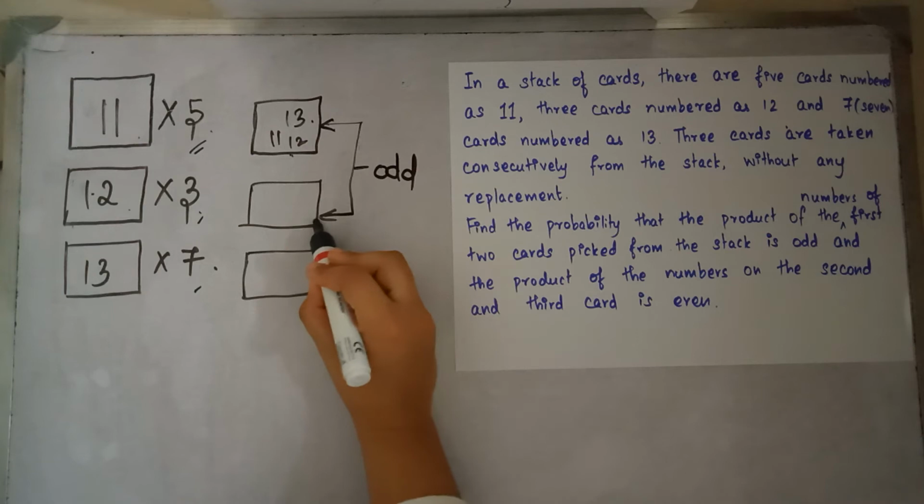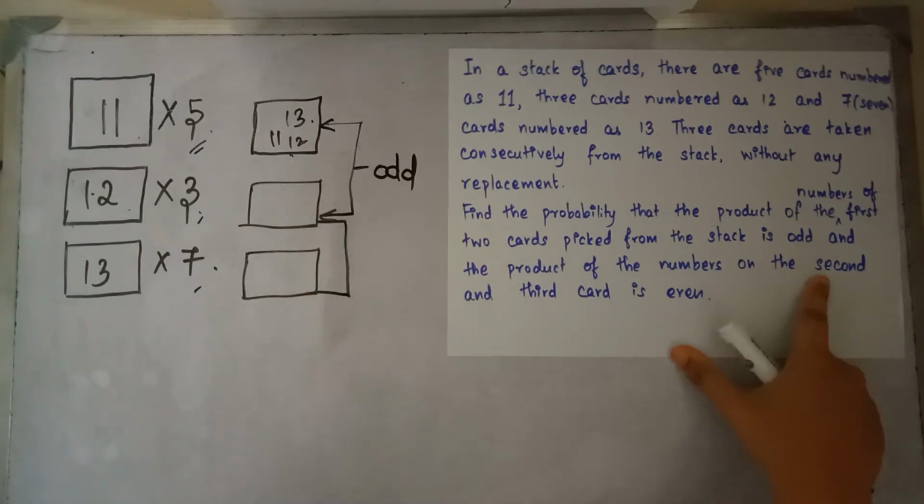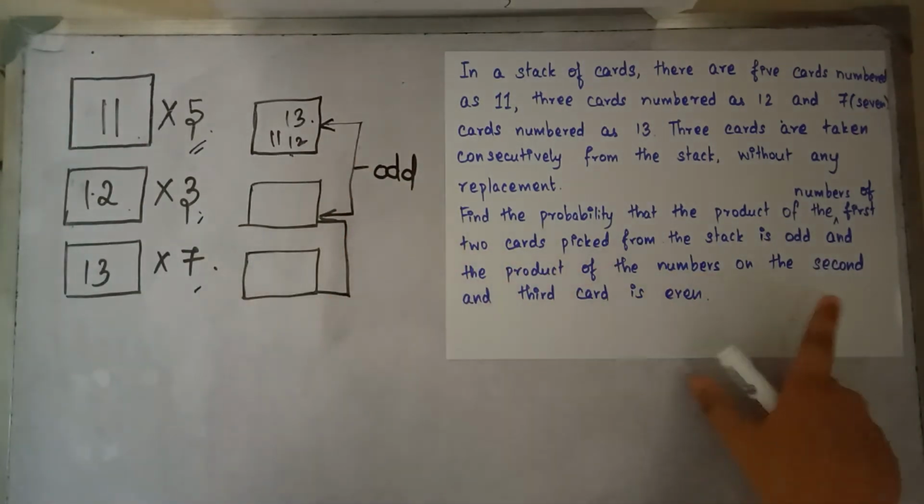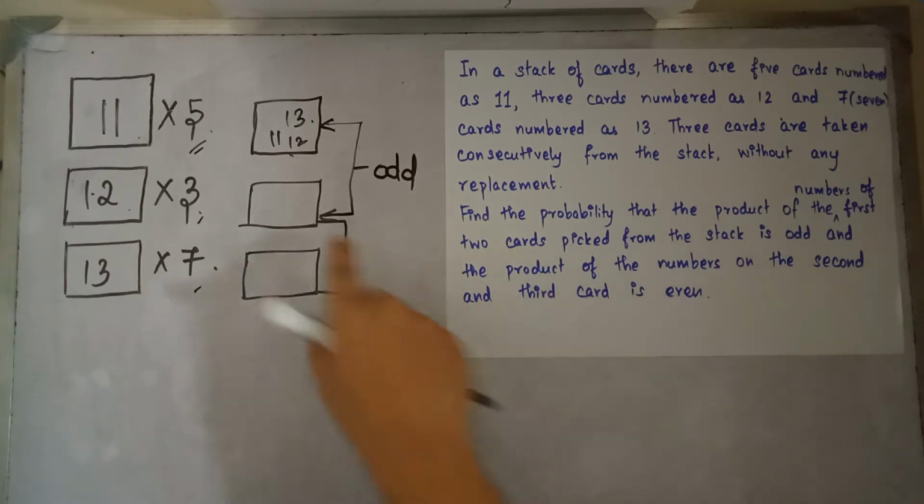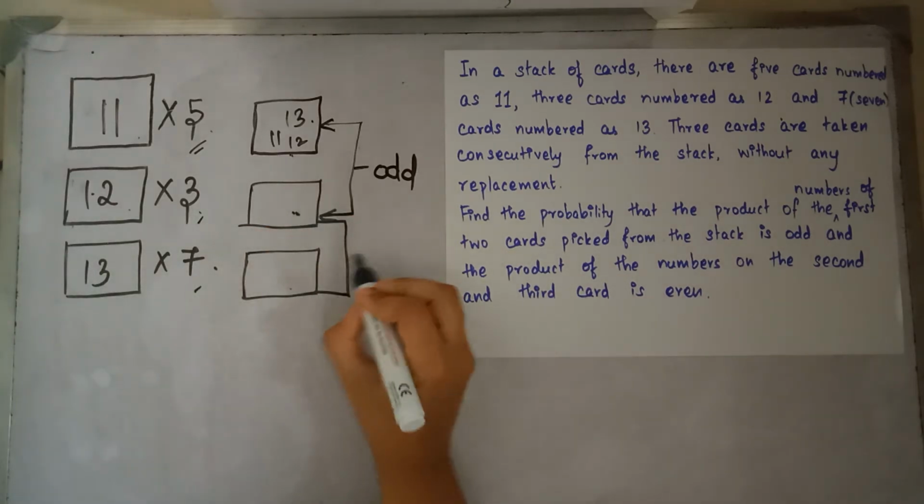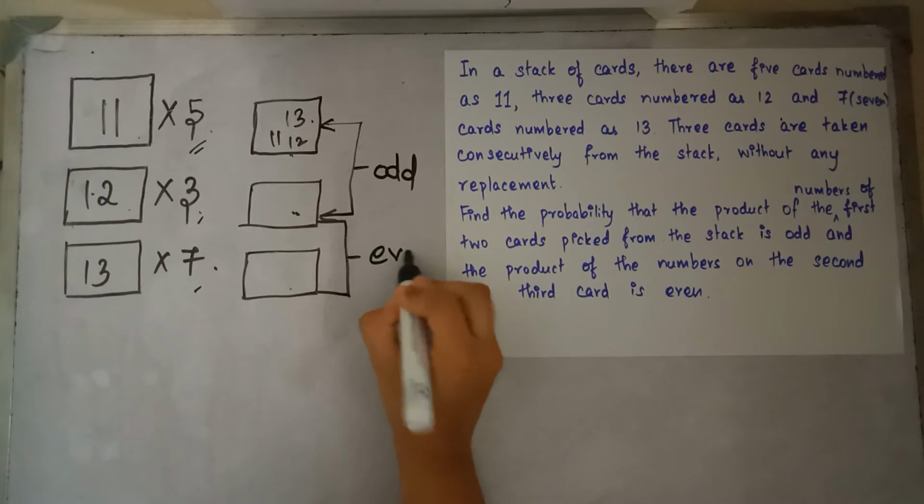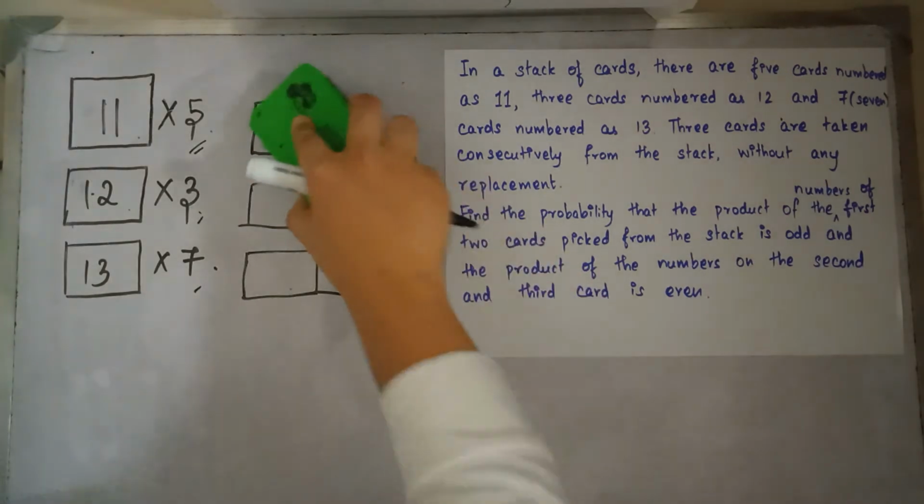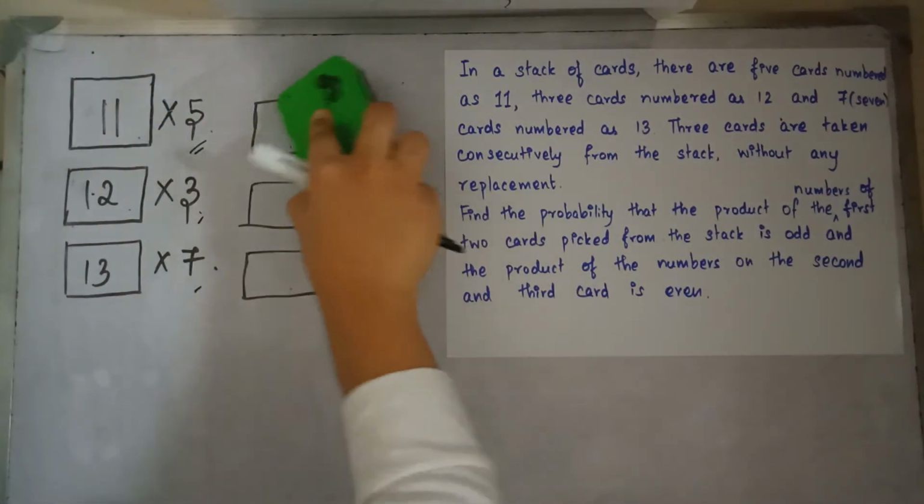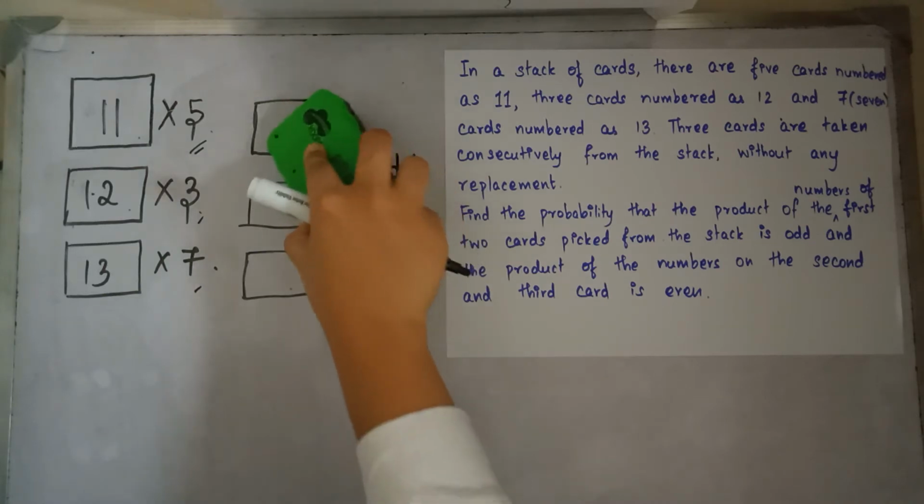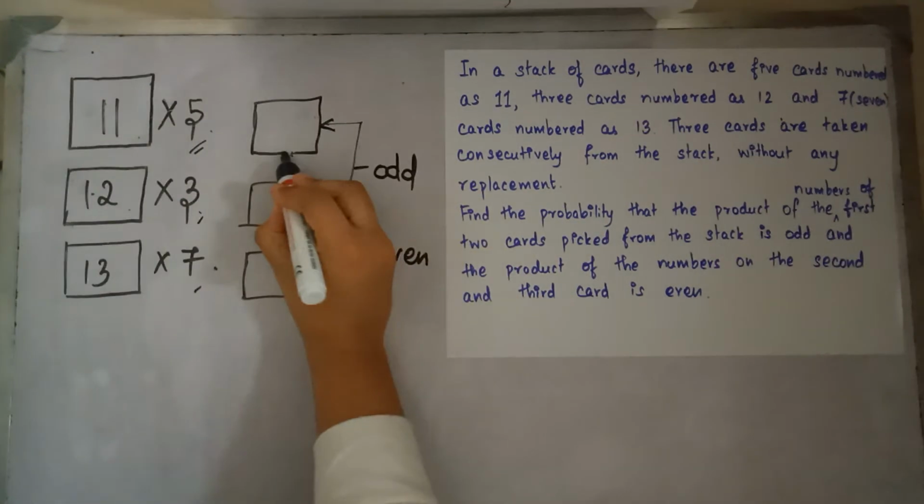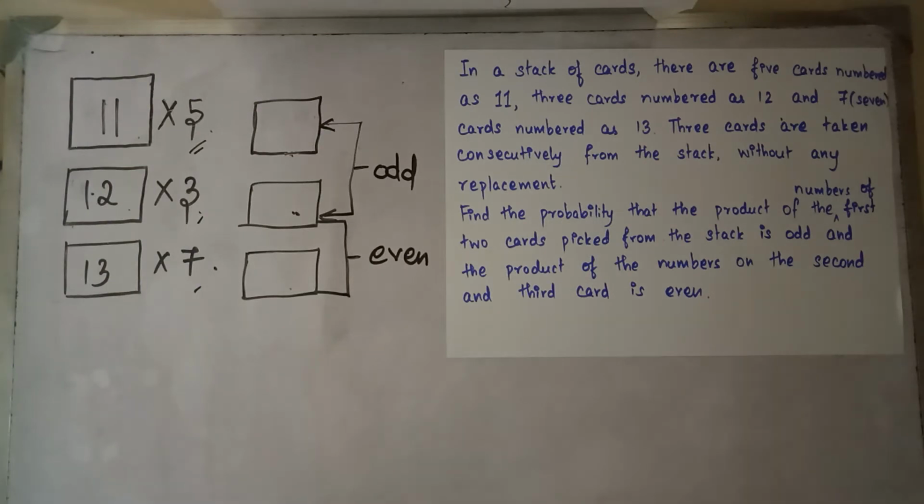The product of the numbers on these first 2 cards is odd, and for the second and third card, the second is this card again, and the third card is even. So you have to find the probability that the product of the first 2 cards is odd and the product of the second 2 cards is even. So how do we approach this problem?